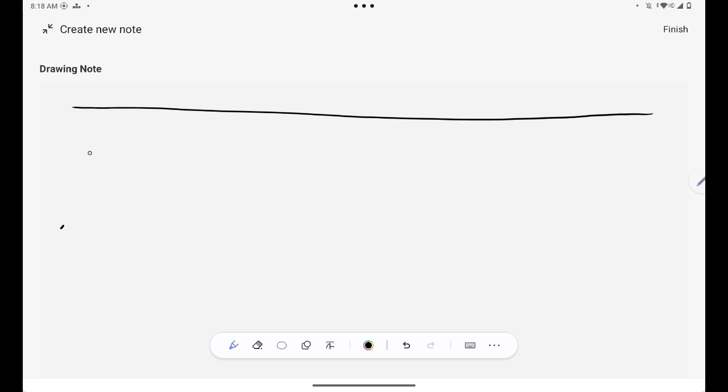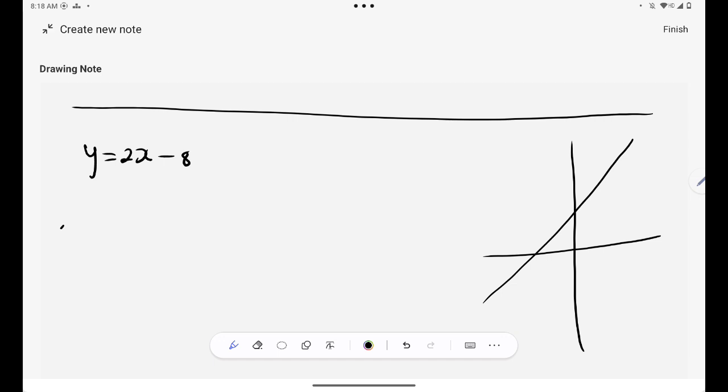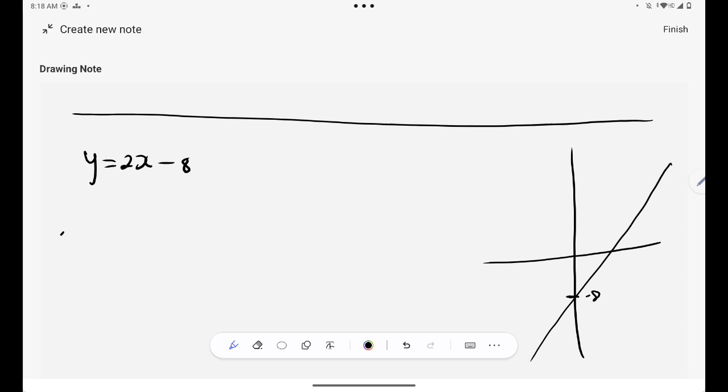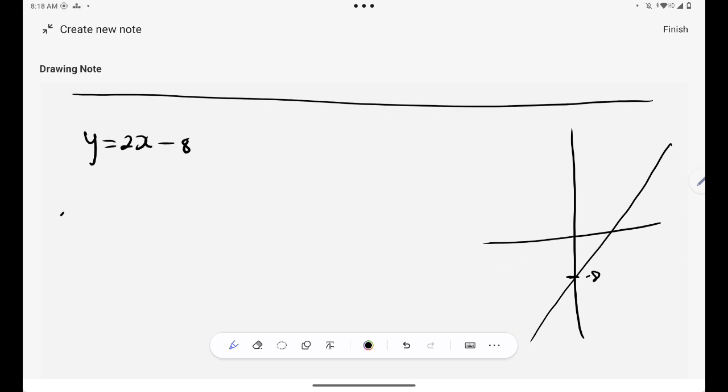Let's say we are supposed to draw the graph of y = 2x - 8. I know it will look like this, because my y-intercept is negative 8. But there are steps to it.